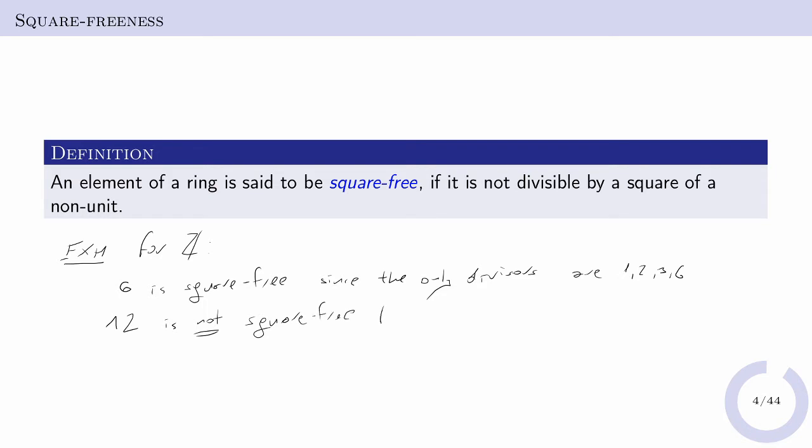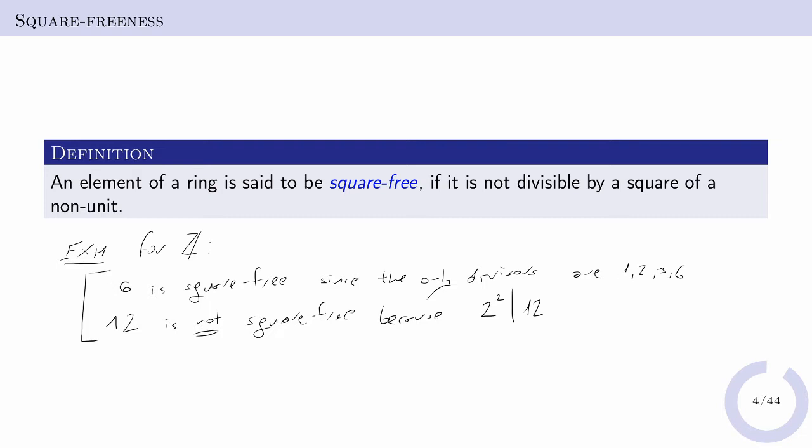Because 2 squared divides 12. There is a square that divides 12. This means that 12 is not square-free. Observe that for integers we can very easily decide whether an integer is square-free or not if we know the decomposition, the factorization of this integer.